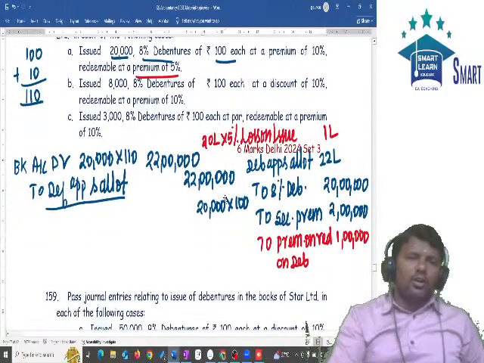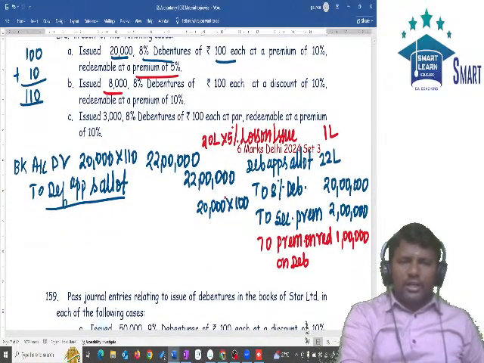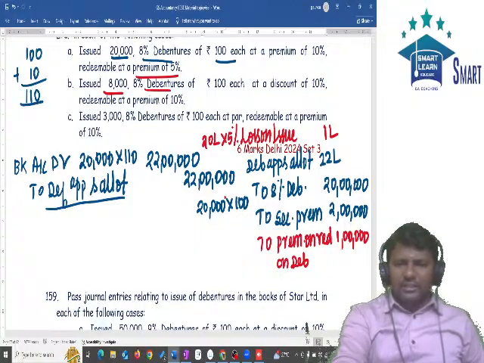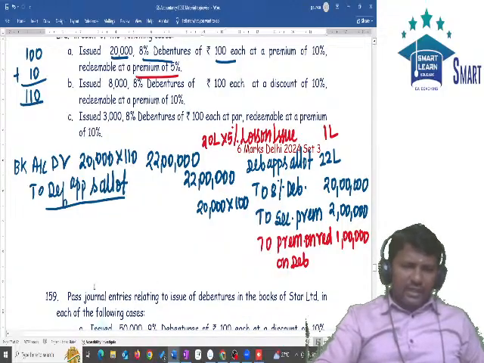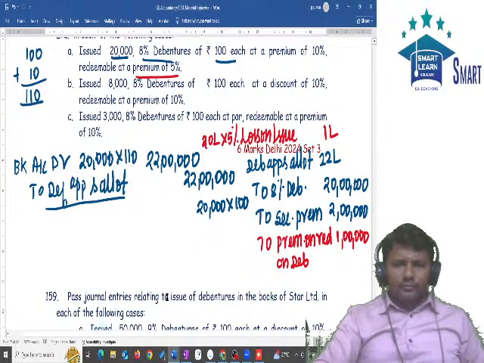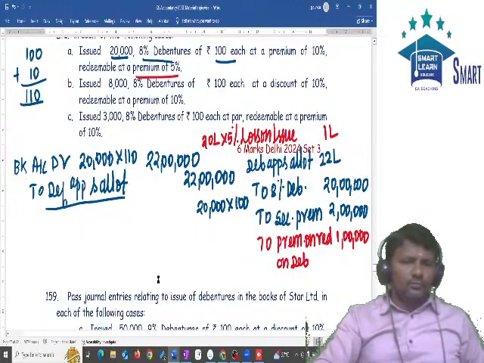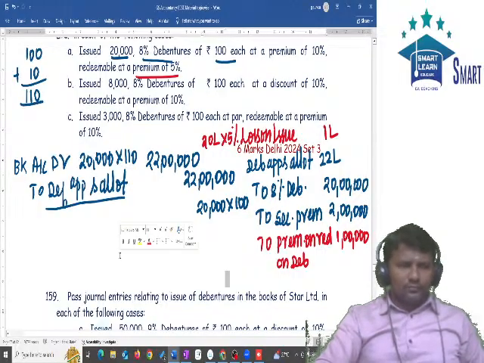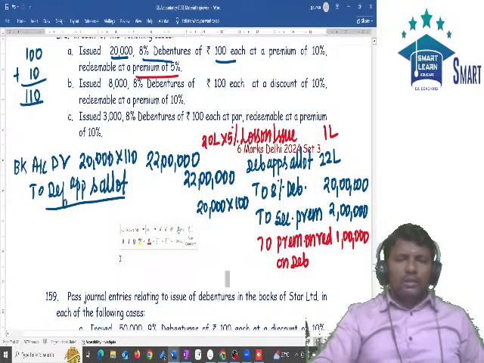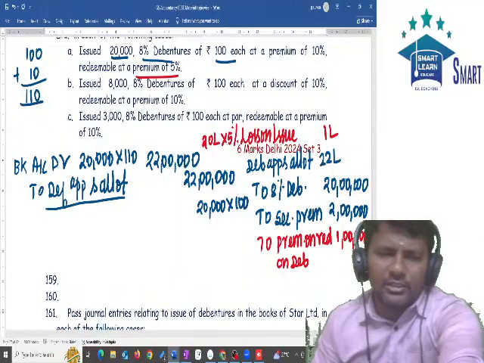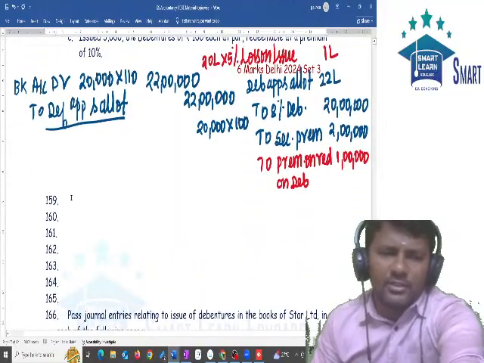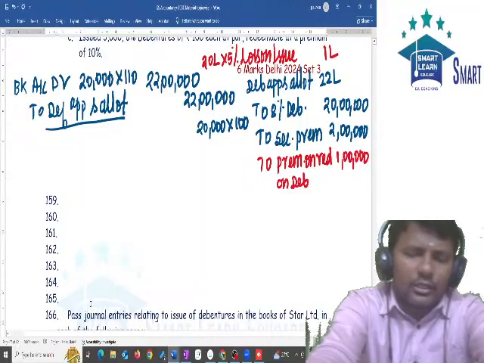Now the second scenario. What is the second scenario? Issued 8,000 debentures of 8 percent. It is issued at discount, redeemed at premium. You try this second scenario yourselves. Second scenario, you should tell me how much amount should be debited towards loss on issue of debentures. For loss on issue of debentures, how much amount should be debited? That you should tell.